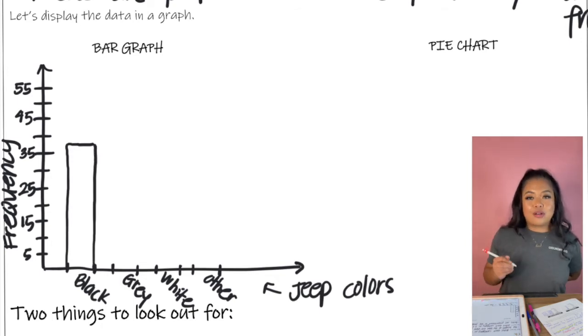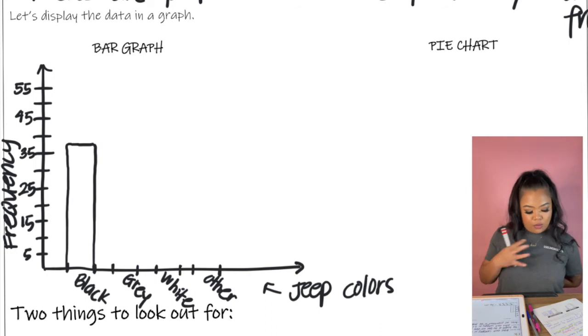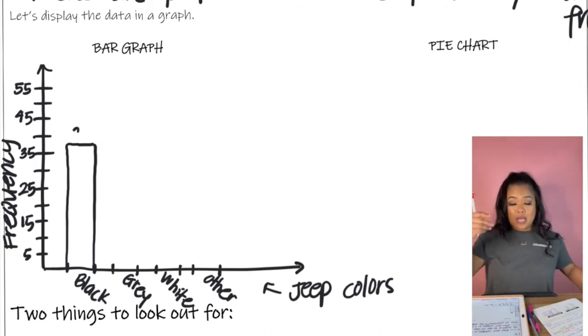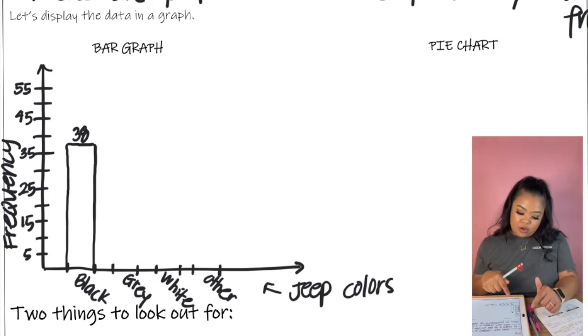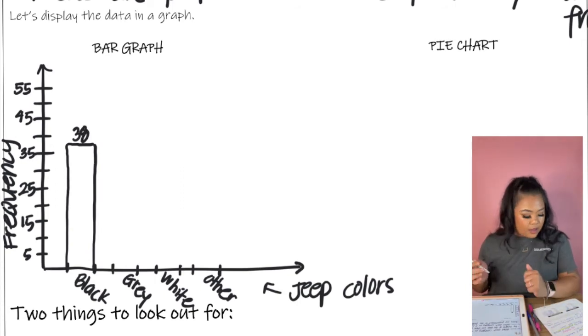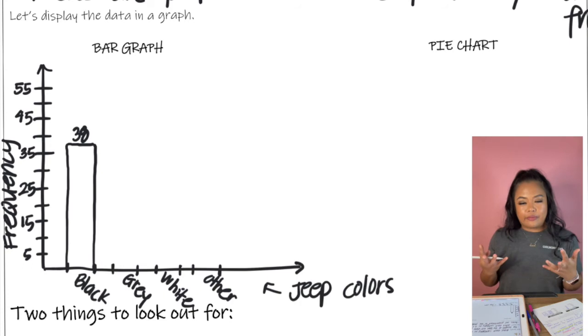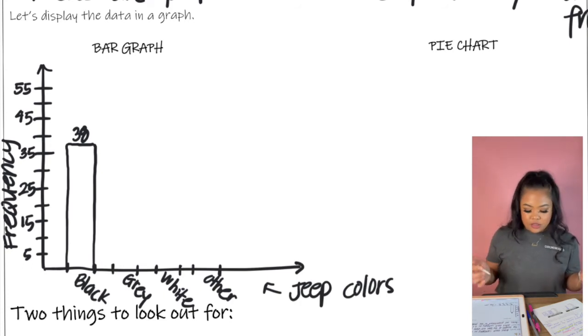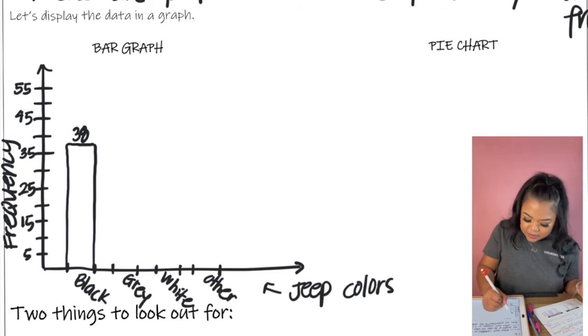Because we are not computers, I would automatically put the frequency of the black Jeeps on top of the bar. That way your reader knows this bar means 38, and it's not a question of whether you are graphing the bar correctly. The next bar is gray, 37, so it's going to be slightly lower than the 38.